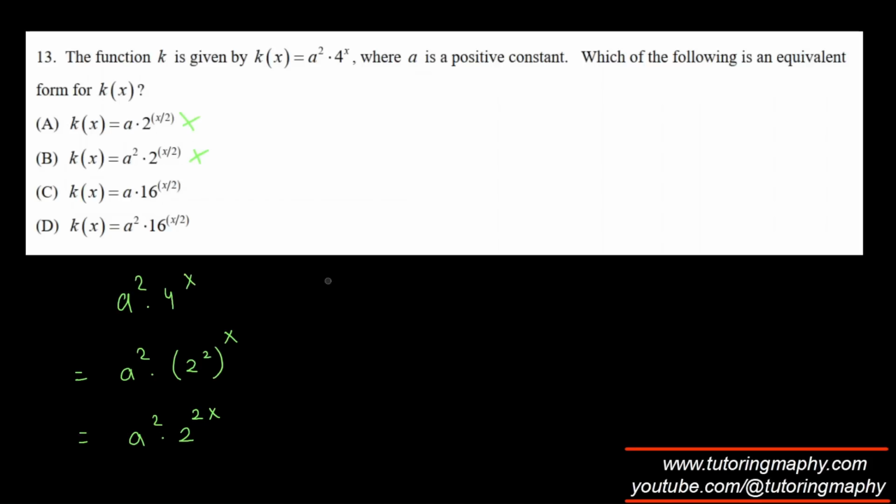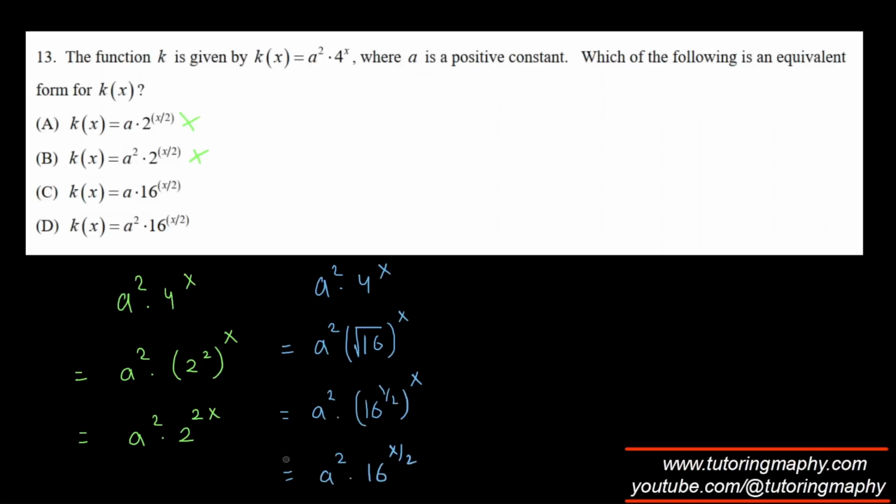Another way to manipulate this, like we agreed, is that A square times 4 raised to x can be written as A square times 4, which can be written as 16 square root, raised to x. This can be written as A square times 16 raised to 1 over 2 raised to x. And finally, it will become A square times 16 raised to x over 2, because those two will be multiplied. And that is right here, A square times 16 raised to 1 over 2 times x, or x over 2, that's the same thing. So that's our answer.